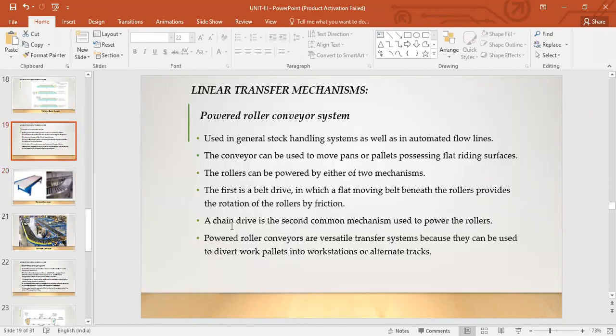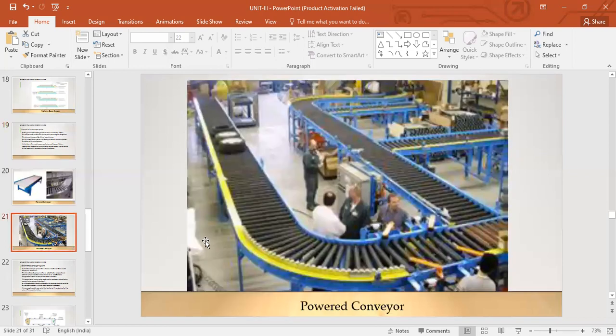Another could be chain drive. Chain drive is the second common mechanism used to power the rollers. Powered roller conveyors are versatile transfer systems because they can be used to divert work pallets into workstations or alternate tracks. So that was your powered roller conveyors.